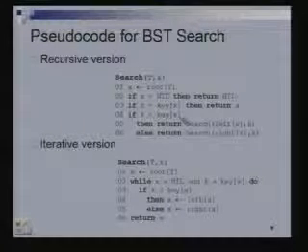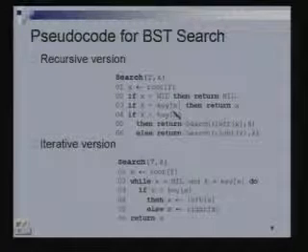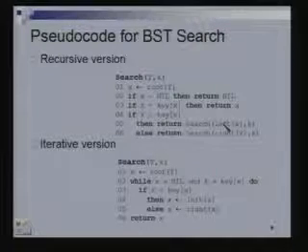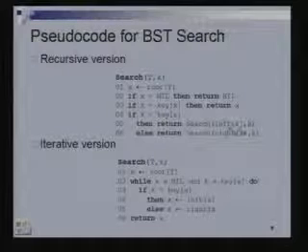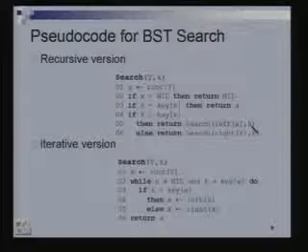If k is less than the key in the root node, then you have to recursively search in the left subtree. So you are searching in the left subtree of x, and what are you searching for? You are still searching for k.